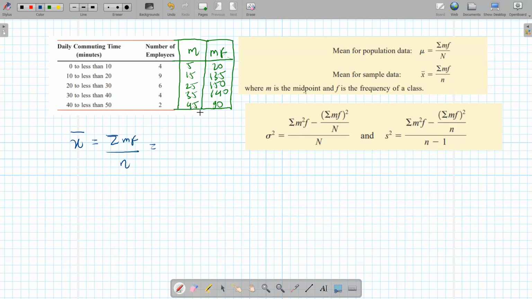Summation MF is simply the sum of this entire column. So it's going to be 20 plus 135 plus 150 plus 140 plus 90. 535 is your summation MF. You divide this by what? What's our N? How many data sets do we have? How many numbers? 5. So you have 535 divided by 5. It's going to be 107, like that. Cool?